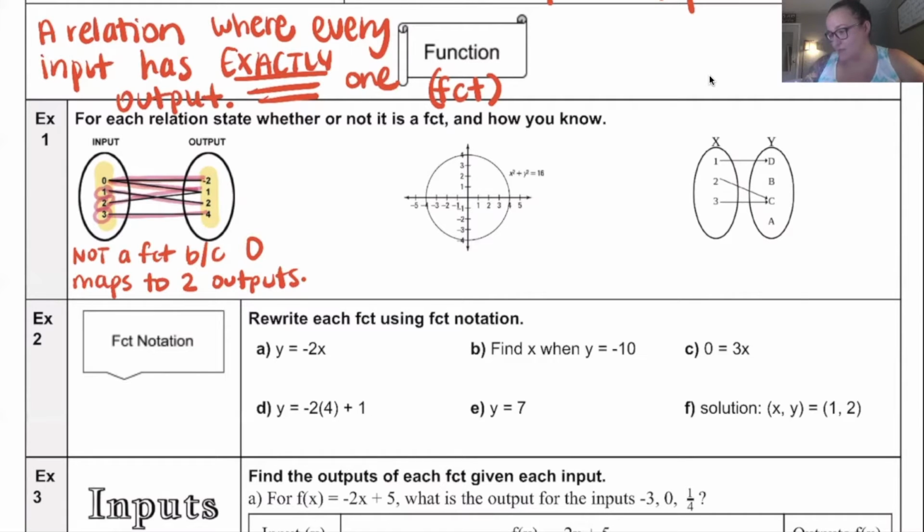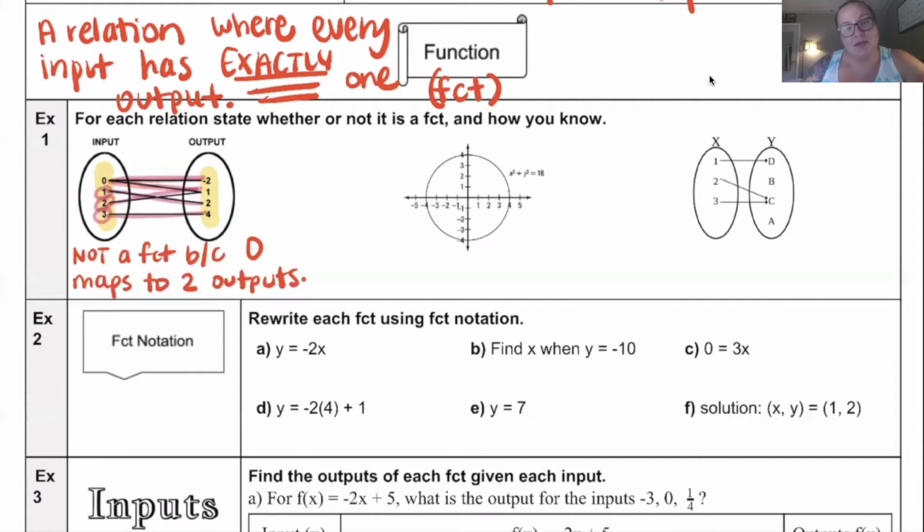So now you're going to tell me about these other 2 relations. You're going to tell me if they are functions or not, and you're going to tell me how you know. So pause the video and then press play when you're ready to check your work.